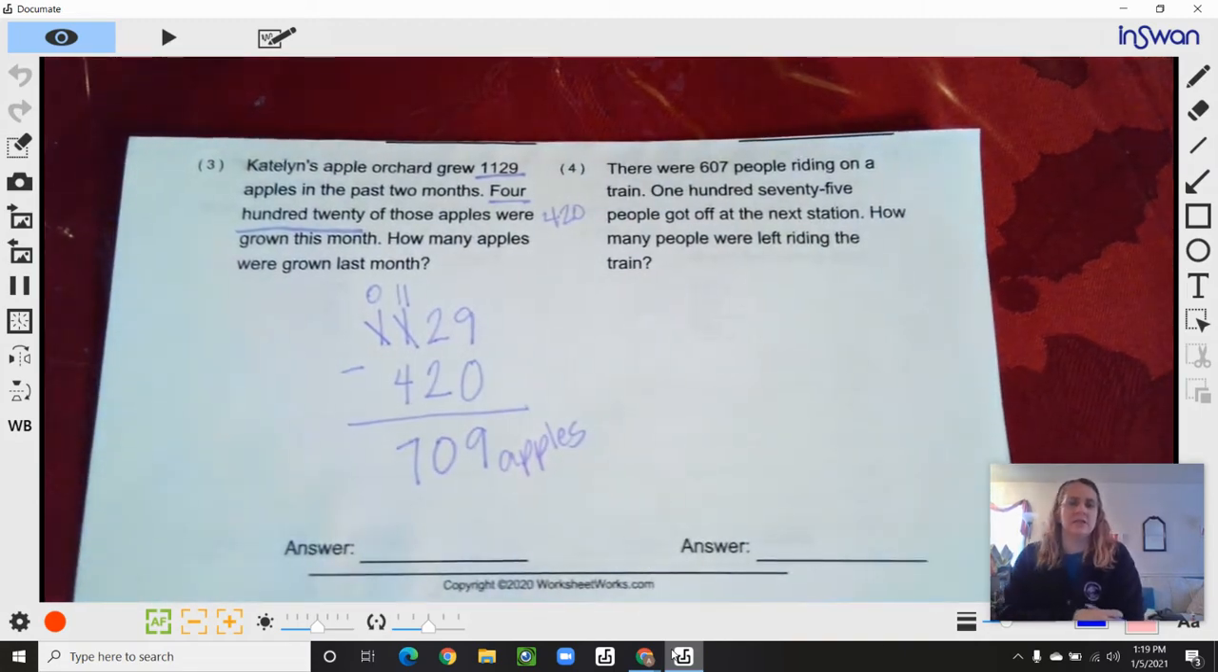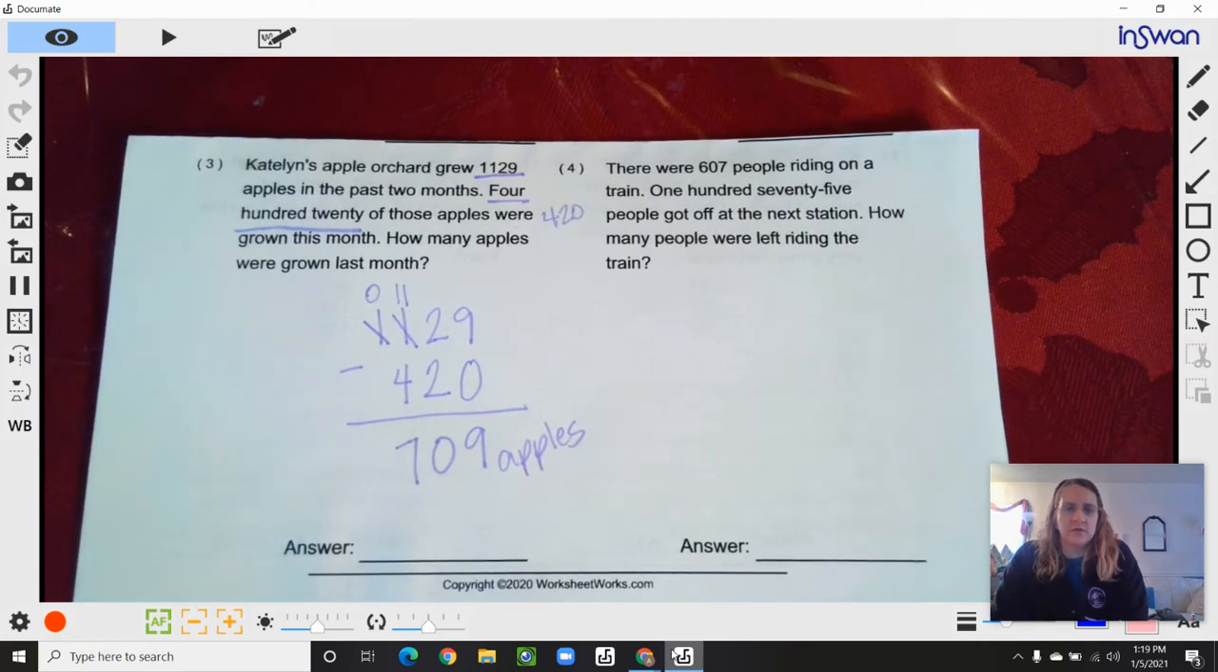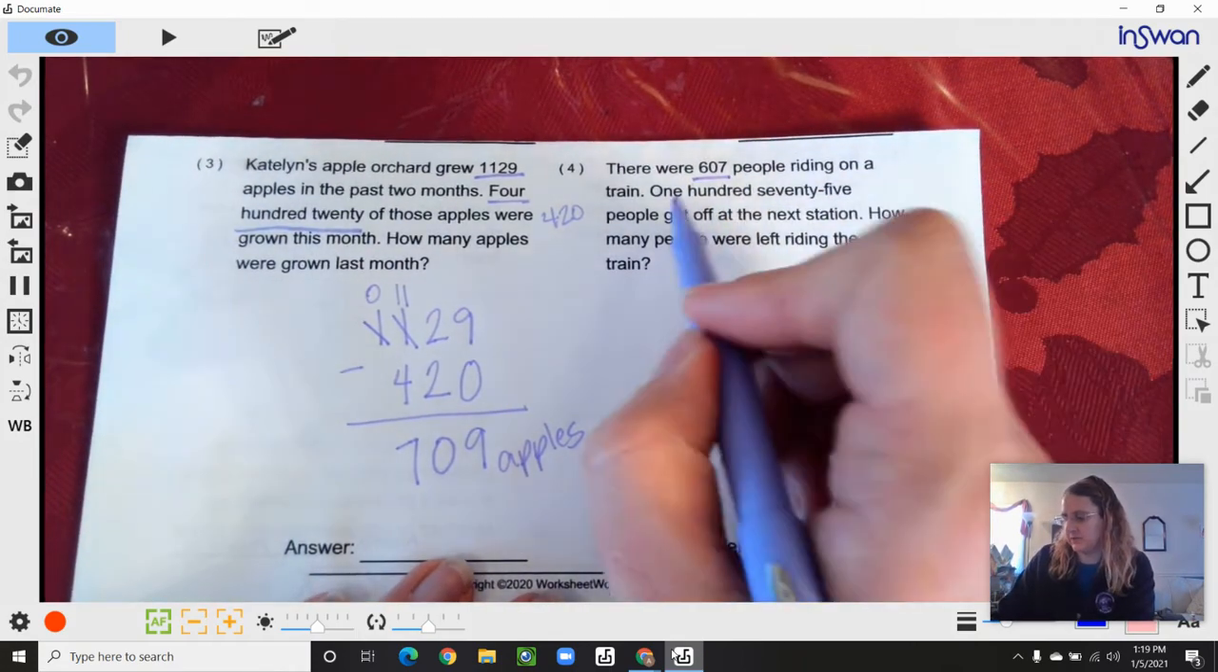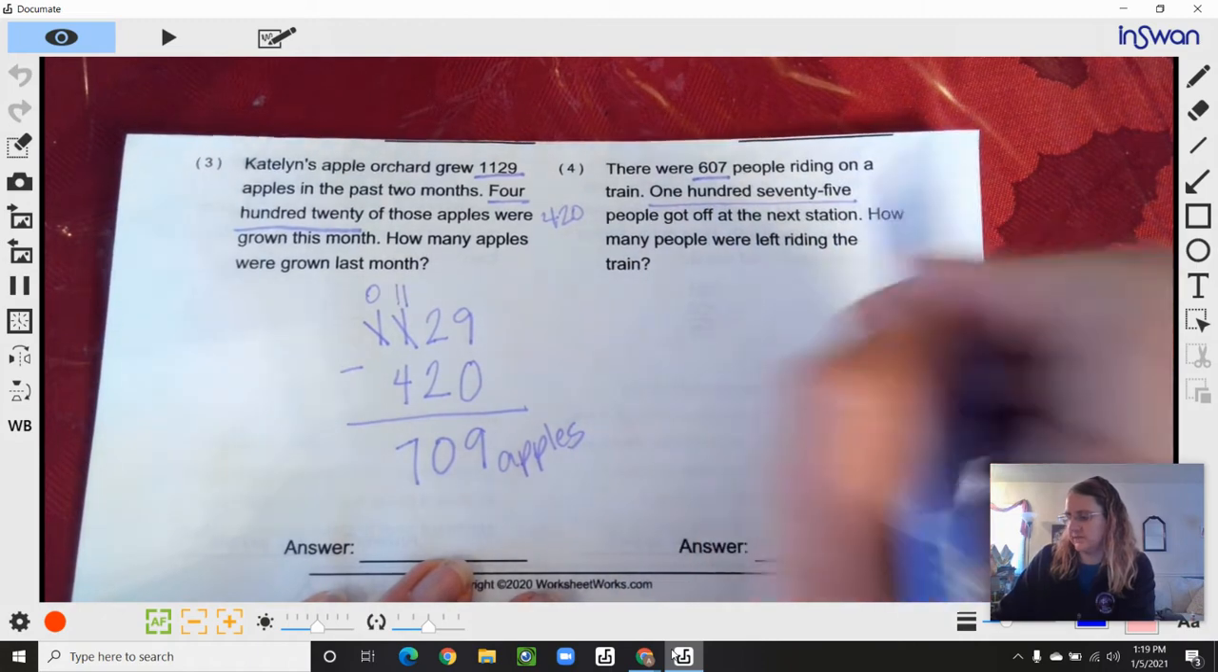Okay. Let's look at number 4. Number 4 says there were 607 people riding on a train. 175 people got off at the next station. How many people were left riding the train? So I'm looking for my numbers. My first number is 607. My next number is 175.